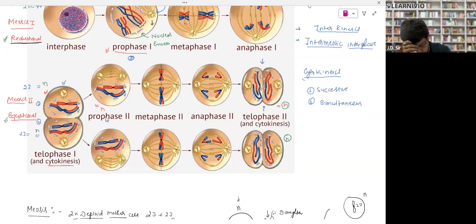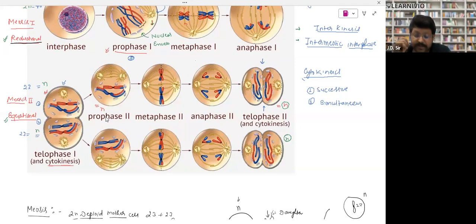They go to the opposite pole, right? Full stop. Each group has a haploid number of chromosomes, right?